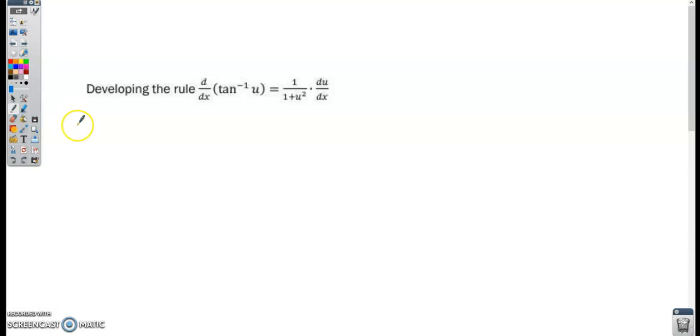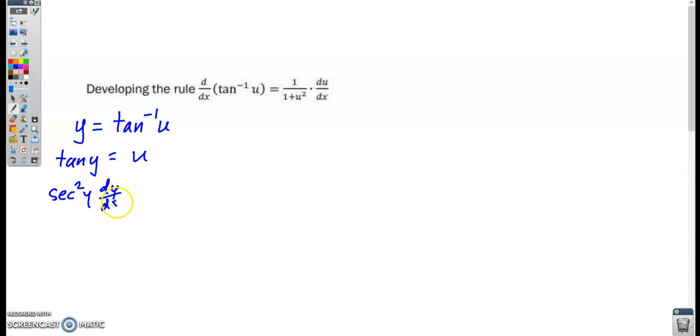Okay, so again, we're going to handle this using the same kind of basic idea. We're going to let y be equal to the arctangent of u, and we're going to take the tangent of both sides. And then we take the derivative of both sides using implicit differentiation. The derivative of tangent of y is going to be secant squared of y dy dx. And the derivative of u is going to be du dx, since we're taking the derivative with respect to x. Again, just like I did last time, I'm going to multiply both sides by the reciprocal of what's next to my dy dx. So this turns into 1 over secant squared of y times du dx.